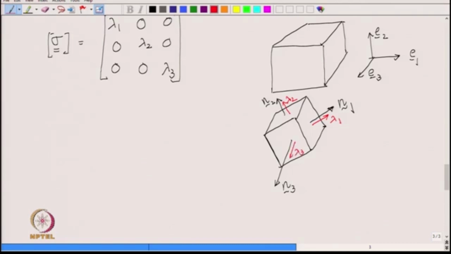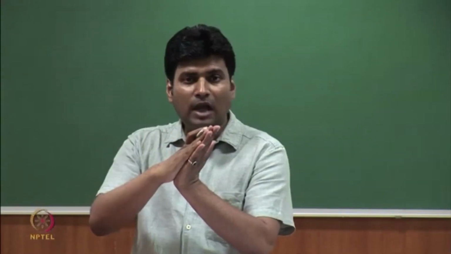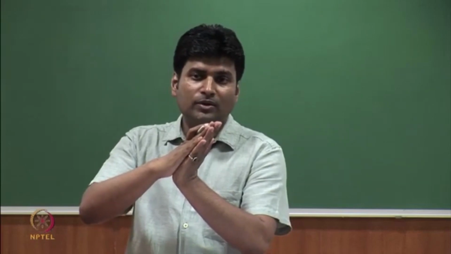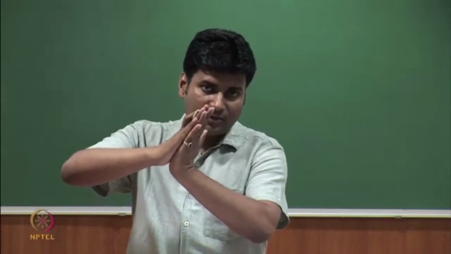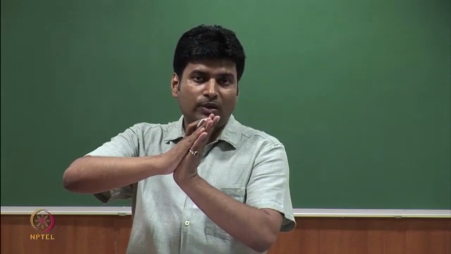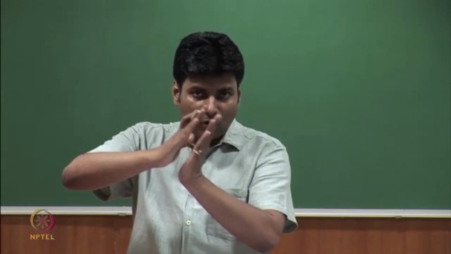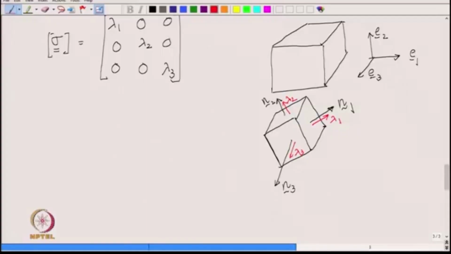and lambda 3. So, the planes of this cuboid have no tendency to shear, they can either get pulled apart or they get pushed into. If any of the lambdas is negative, that means the corresponding plane is getting compressed, it is getting pushed. If the lambda is positive, then the corresponding planes are getting pulled, getting in tension, right.